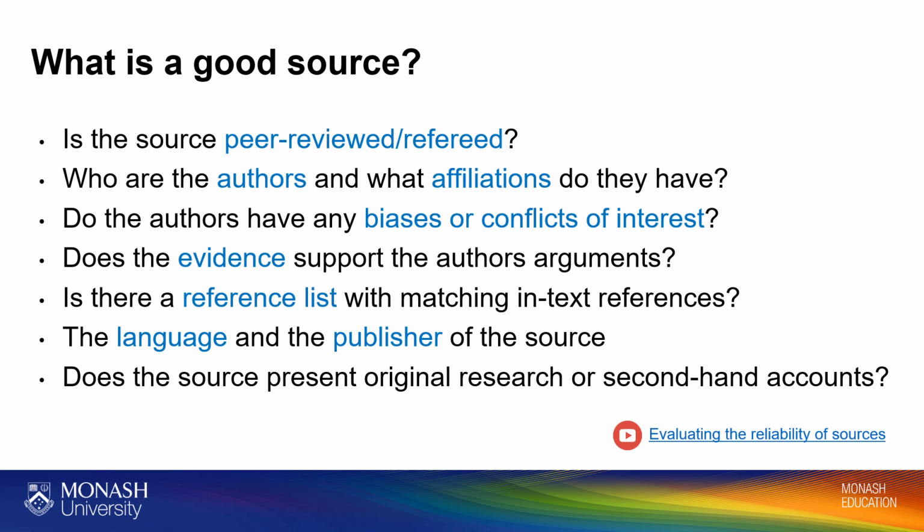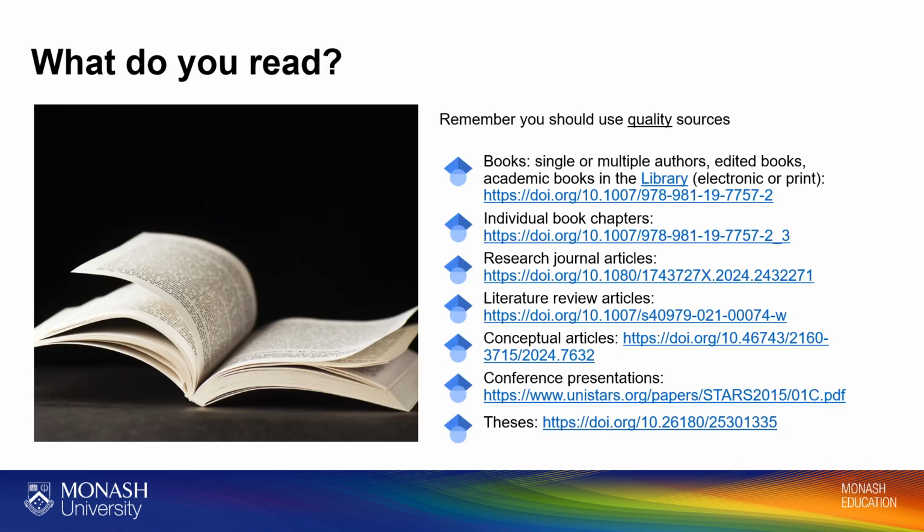So on the slides, you can see some examples of things that are commonly used in assignments. So you can use books, academic books that are either single or multiple authors, edited books, the things that you actually physically get in the library, but also the electronic versions. You can also reference individual book chapters. This is often the case when there are edited books that are written each chapter by a different author, and so then it would make more sense to reference the individual chapter rather than the whole book.